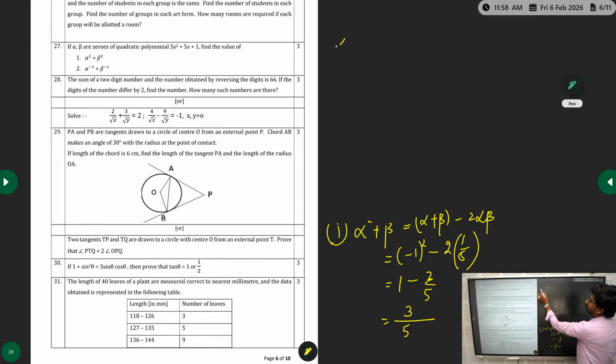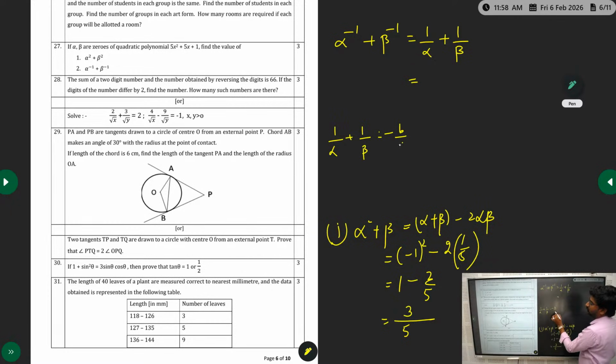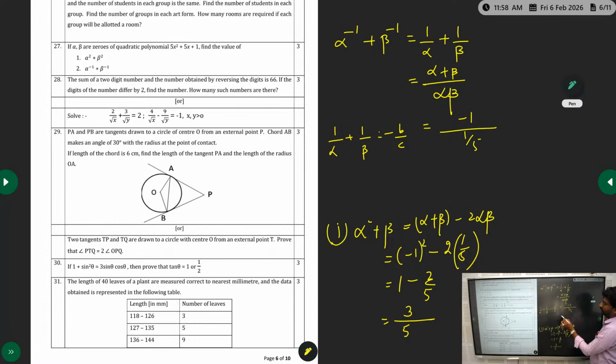Next they are asking alpha to the power minus 1 plus beta to the power minus 1, which is nothing but 1 by alpha plus 1 by beta. For MCQ, please remember 1 by alpha plus 1 by beta is always minus b by c, direct. Here you have to take LCM as alpha beta, alpha plus beta. Substitute the values. Minus 1, 1 by 5. Reciprocal minus 5. This is your answer.